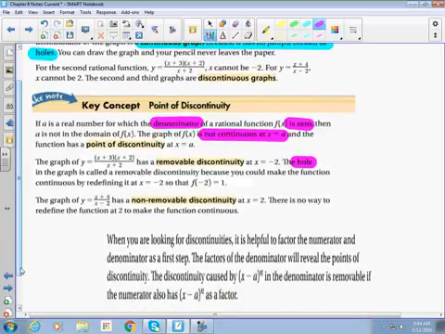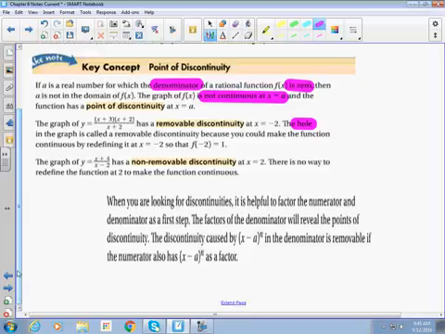The graph of y equals x plus 4 over x minus 2 has a non-removable discontinuity at x equals 2. There is no way to redefine the function at 2 to make the function continuous. When you're looking for discontinuity, it is helpful to factor the numerator, that's the important part, and the denominator as the first step. The factors of the denominator will reveal the points of discontinuity. The discontinuity caused by x minus a to the n in the denominator is removable if the numerator also has x minus a to the n as a factor. So you guys look here, it's this x plus 2 and x plus 2. If you can factor that out, then it is a removable discontinuity.